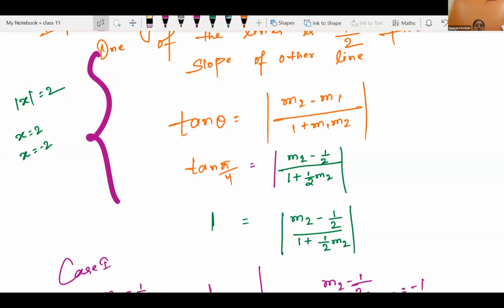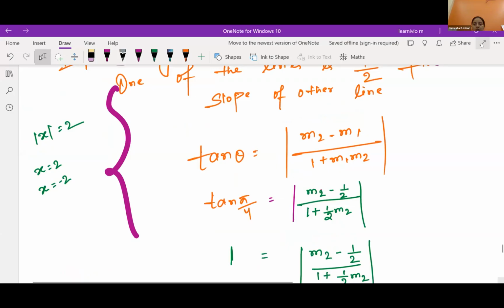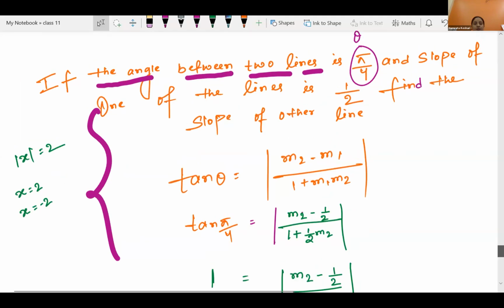Do it this much. Have you noted the question as well as the solution? See, this is the question, and the solution starts from here. Is there any step which is not making sense to you?